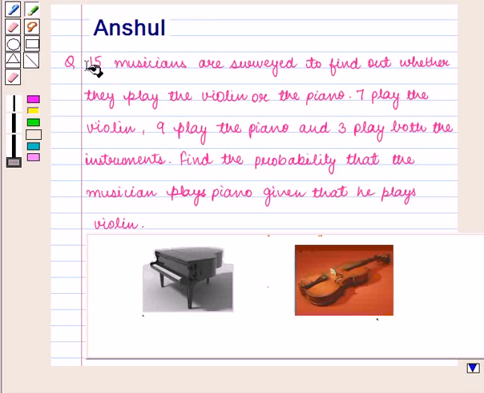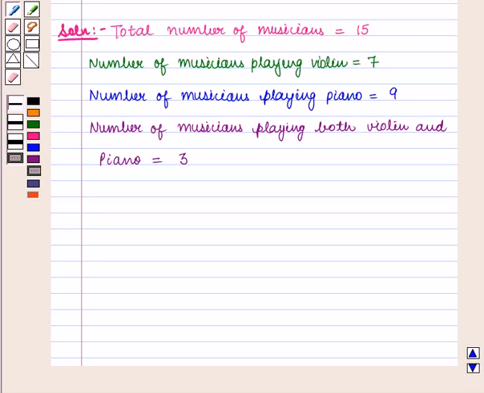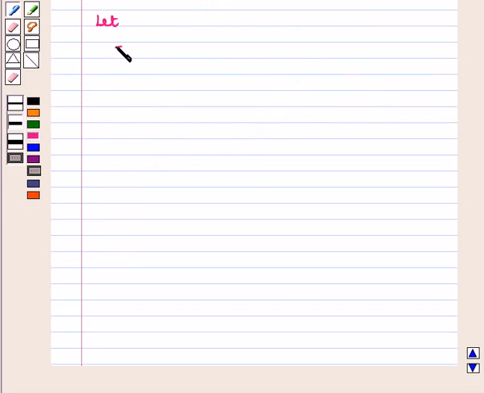We are given that total number of musicians is 15. Number of musicians playing violin is given as 7. Number of musicians playing piano is given as 9. And number of musicians playing both violin and piano is given as 3. We have to find, if a person is selected, then what is the probability that he plays piano given he plays violin.